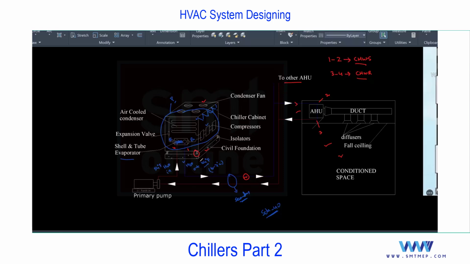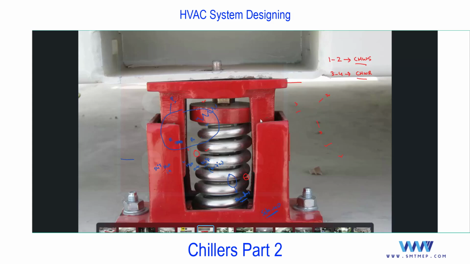One minute, I think I have an image for this. Here is my example of a spring isolator. This is used to reduce the vibration. Not only for this, even for AHUs, ceiling suspended AHUs or floor mounted AHUs, you'll find these isolators, which are required to cut the vibration.